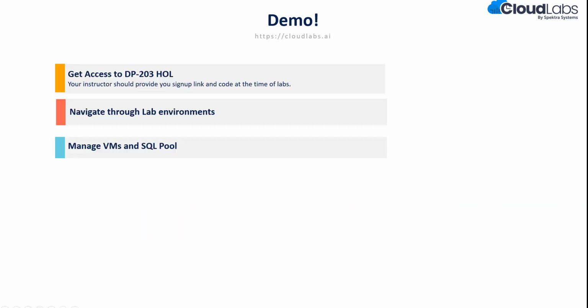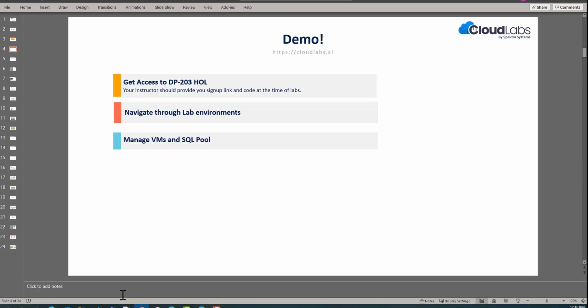as per the required time for completing the DP203 lab environment. Now I'm going to take you to a quick demonstration, where we are going to take a look at how you can get access to the lab environment and how you should use the lab environment throughout your course. In order to access the lab environment, you need a sign up link and an activation code. Typically, your instructor would provide this information prior to the hands-on lab time.